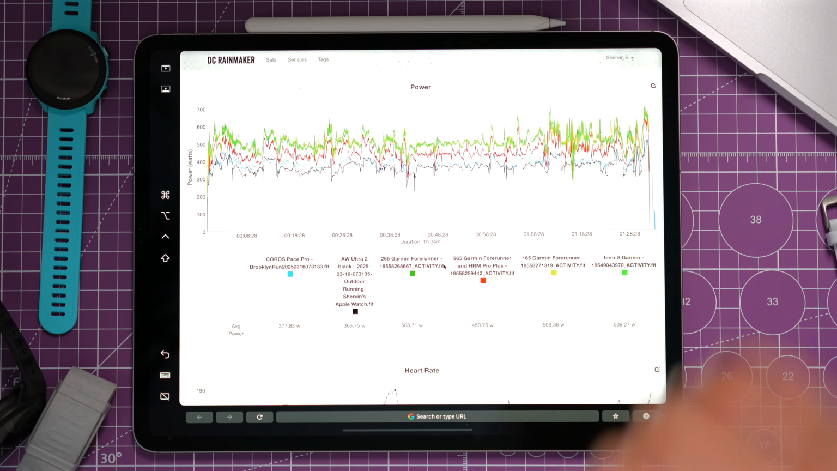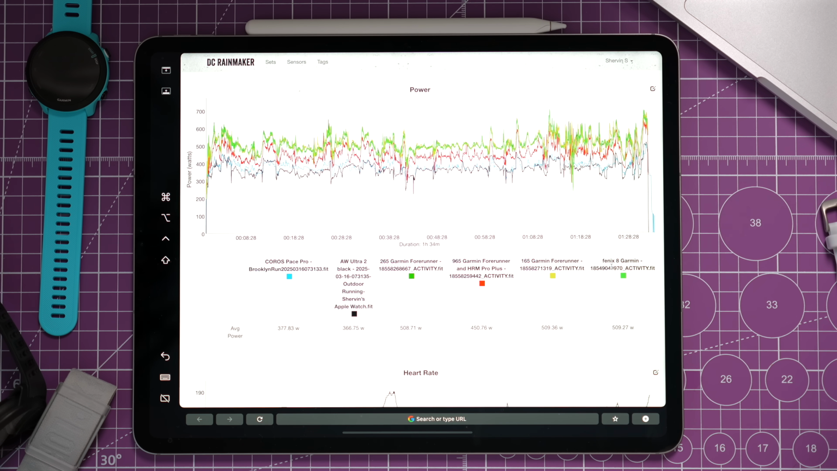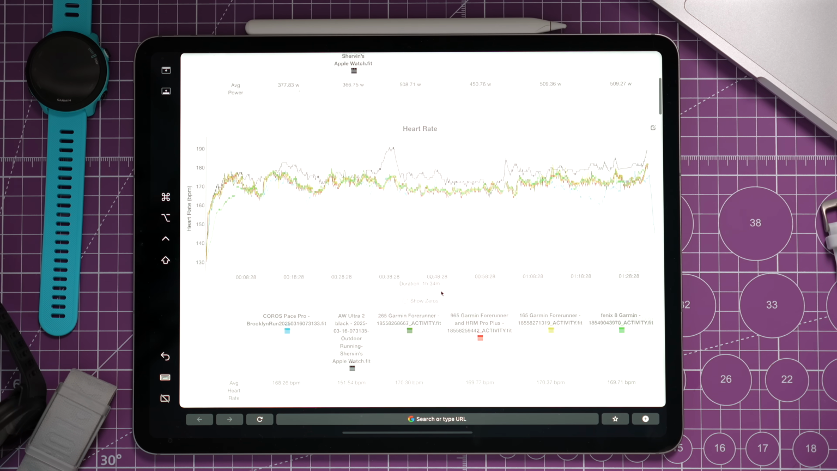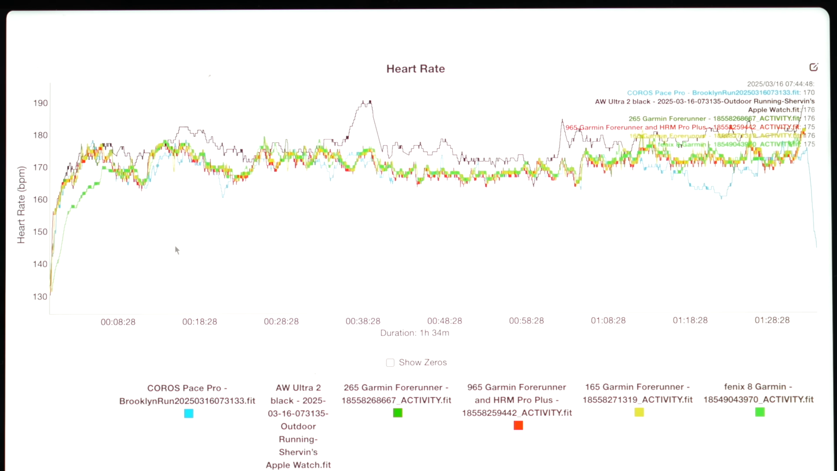Now let's go from CGM data to GPS data. So I'm using a platform from DC Rainmaker where I can input the fit files for all of the watches into here, and we can compare it via the graphs. I will have a link down below if you want to look at this in more detail. But we'll start with heart rate and compare the heart rate.